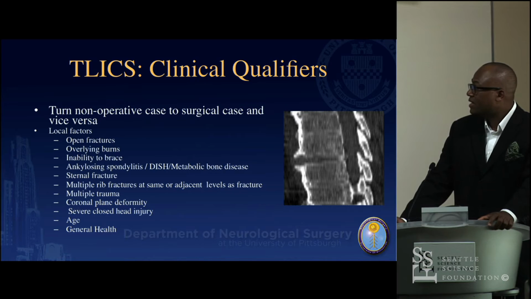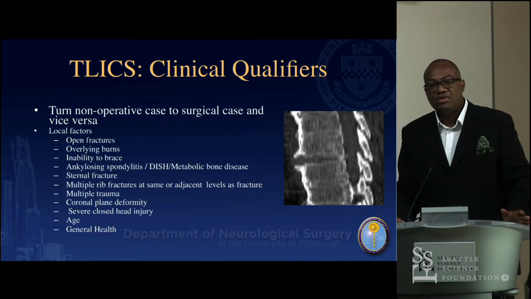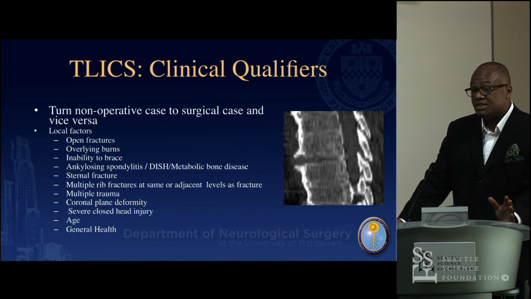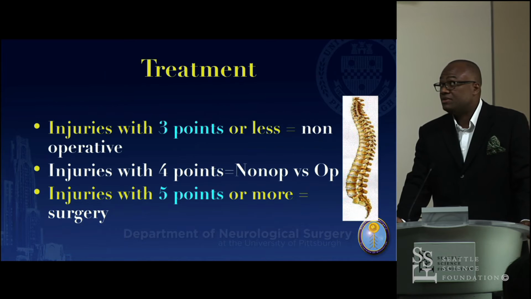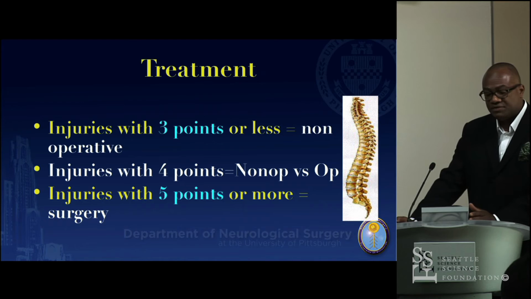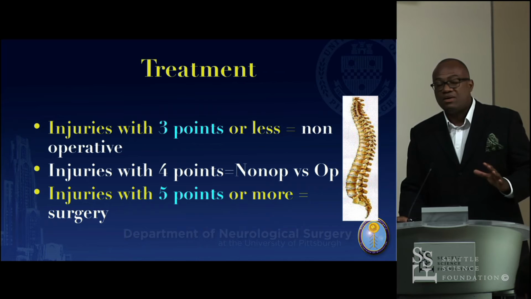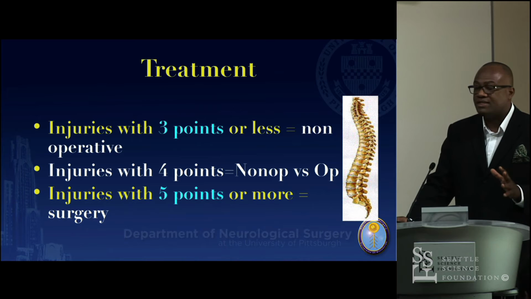Versus if the patient has ankylosing spondylitis or any metabolic bone disease, you should be aware of how to treat these outliers. And that's a separate talk altogether in terms of the treatment of patients with metabolic bone disease in the setting of trauma. So you also have to worry about the general health of the patient, whether they have a closed head injury, or their age also. So we have injuries with 3 points or less with the thoracolumbar injury classification system, non-operative, with attention also given to the qualifiers. And then for injuries with 4 points, it's a surgeon's choice between non-op versus operative based on the qualifiers. Again, I can't stress how important the qualifiers are. Versus injuries with 5 points or more.